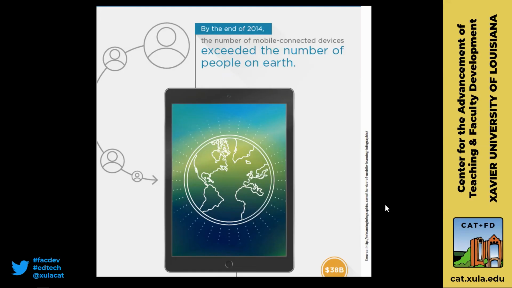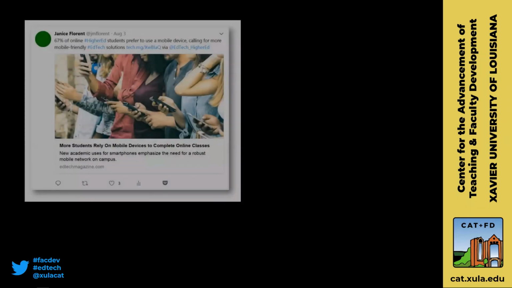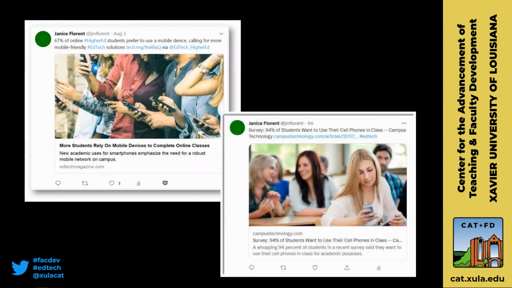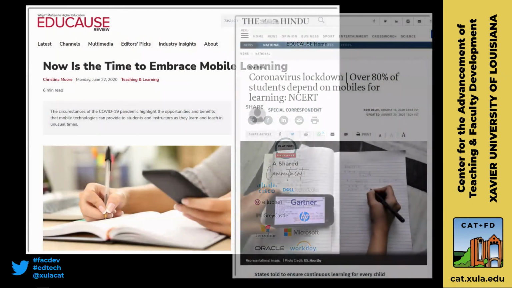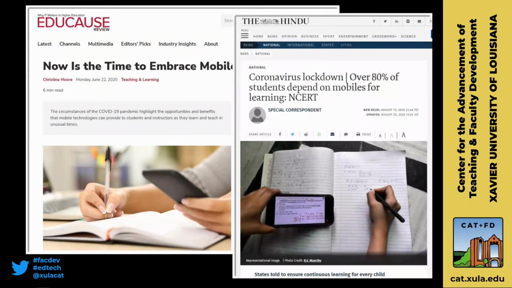I like to use this infographic here because it points out that by the end of 2014, the number of mobile devices exceeded the number of people on Earth. When students come to campus, they do want to be able to use their mobile devices. They've indicated that they're coming with multiple devices, but they actually prefer to use a mobile device. And this became more important to them as we went into the pandemic and they had more online and remote classes.